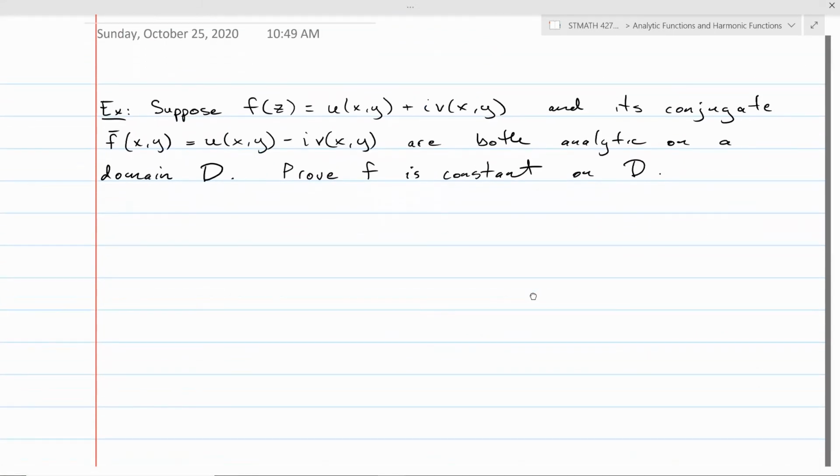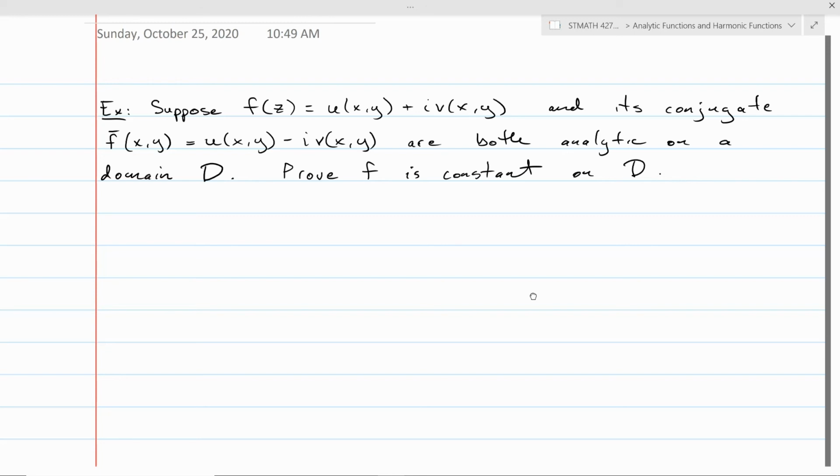Okay, so we can also start proving some things about functions in more general situations. In this particular example, suppose you've got a function f of z, broken up into its component functions. And we're going to suppose that the function itself and its conjugate function, u of x, y minus i times v of x, y, are both analytic on a domain. If you had a function that satisfied that property, it would turn out that the function would have to be constant.